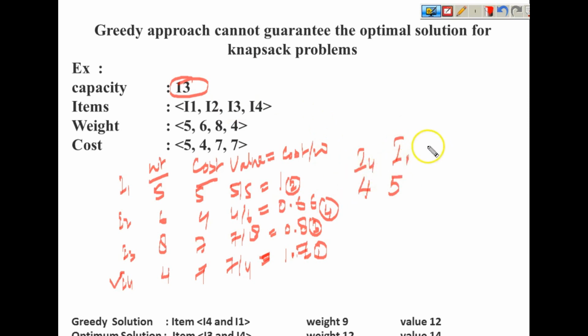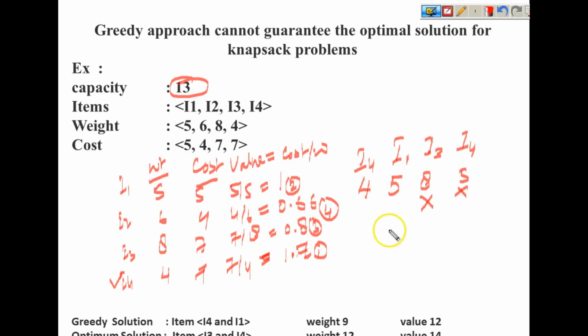So I am looking for another item. The next priority is item number 3. Item number 3's weight is actually 8. So this I cannot take because I need only 4 kg. So I'll go to the next choice, which is item number 2. Item number 2 is again 6 kg, so again I will not take this.